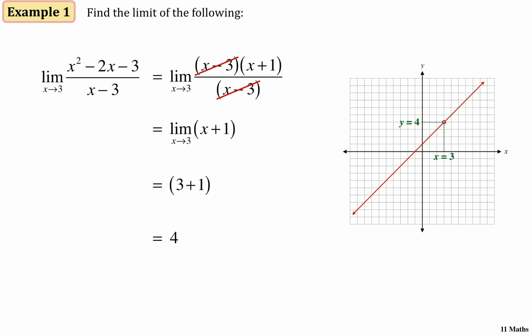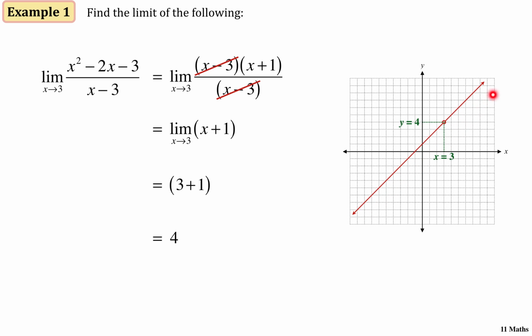This is what it actually means on a graph. If I wanted to graph y equals x squared take 2x take 3 over x take 3, because it cancels down, it's the same as graphing the line y equals x plus 1, except x can never equal 3, because you can't have a 0 on the bottom of the fraction, which is what you'd get if x was equal to 3.